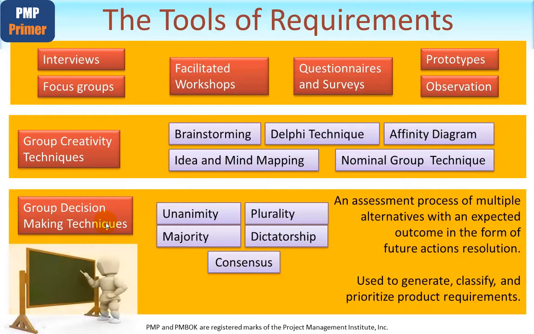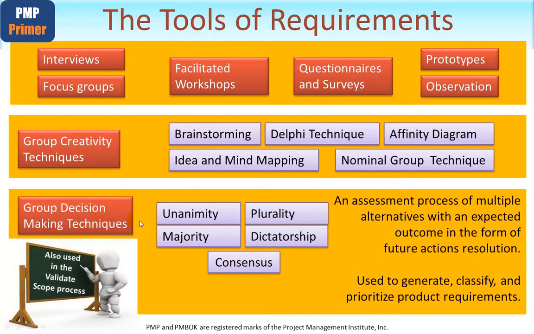Group decision-making techniques. Basically, this is an approach to how, as it says, you get a decision out of a group. It's an assessment process of multiple alternatives with an expected outcome in the form of future actions resolution. Doesn't really help a lot, that definition. Let me help you a little. It's used to generate, classify and prioritize product requirements. A suggestion is that you could use one or more of these approaches to actually come to this final decision.